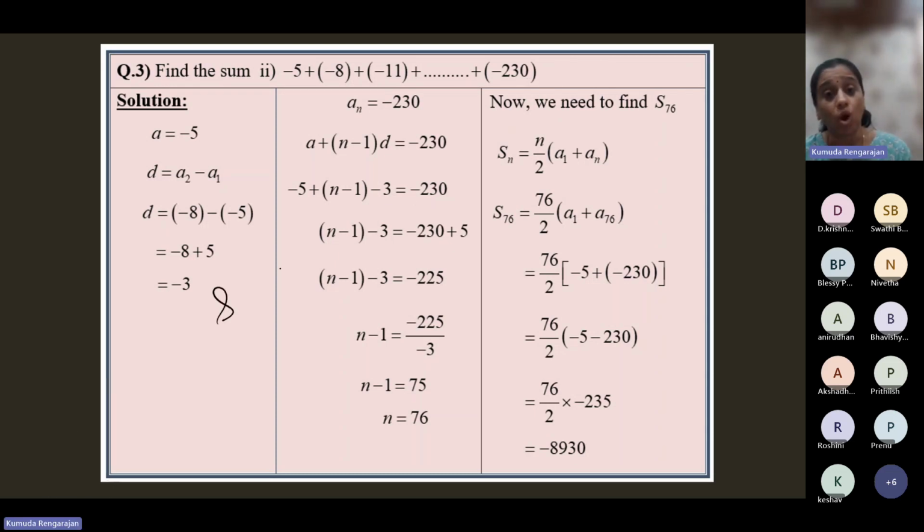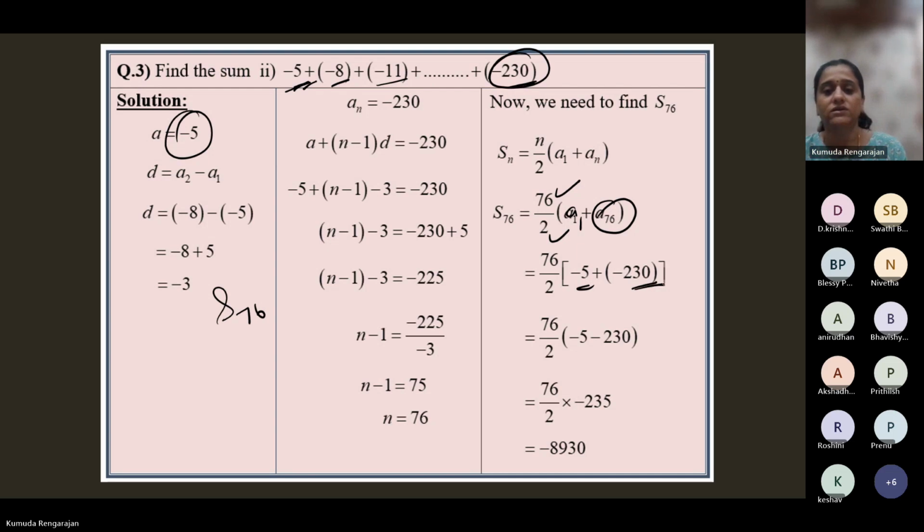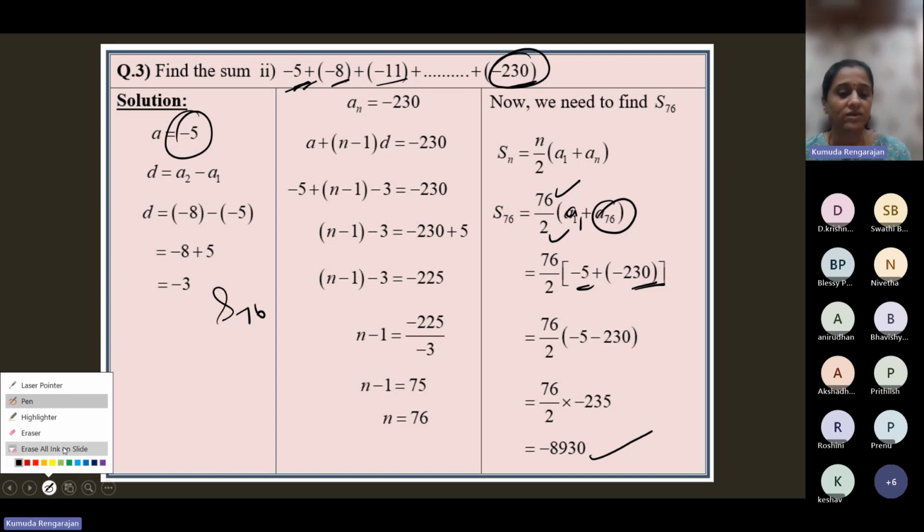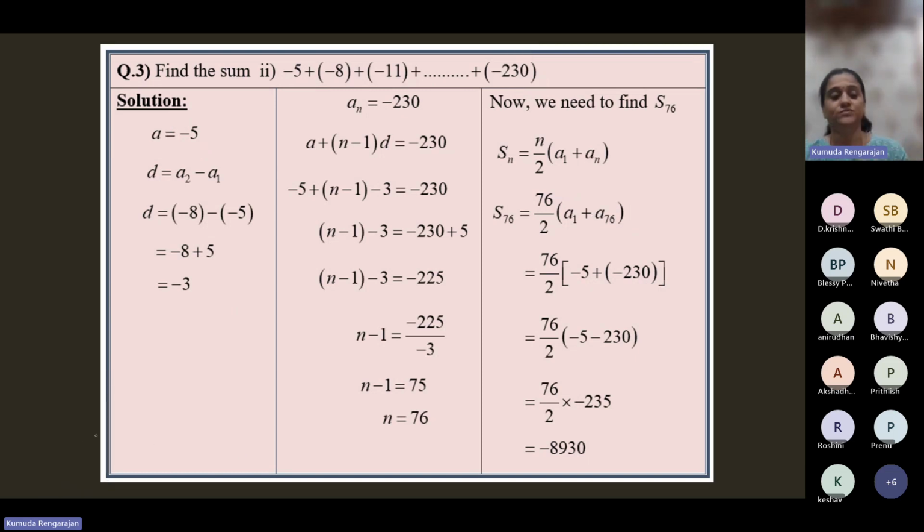So now we'll have to find the sum, that is the sum of all the terms from the first term to the 76th term. First term A1 plus A2 plus A3, and so on till A76. So S76 we'll have to find, which is 76 by 2, N by 2, of the first term A1 plus the last term, the 76th term, A76. A1 is minus 5. A76 is minus 230. And N by 2 is 76 by 2. So work this and find the sum, which is minus 8930.